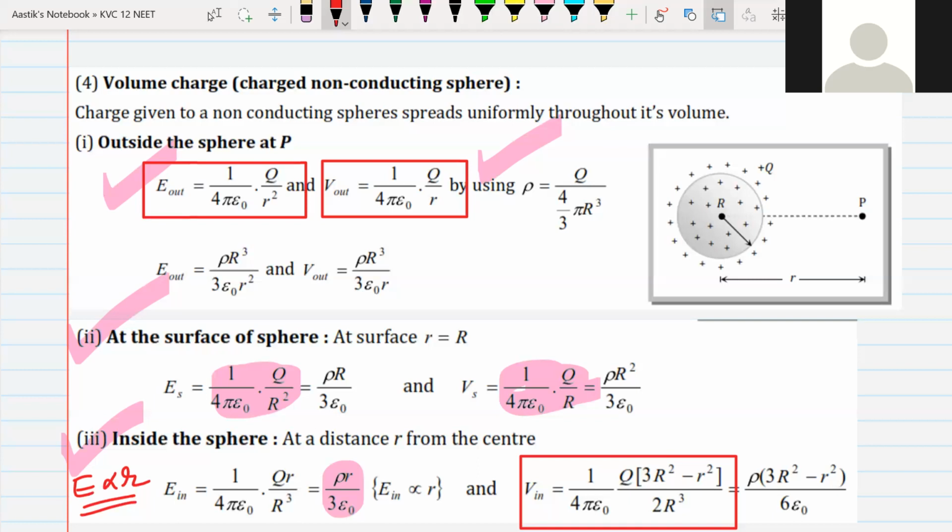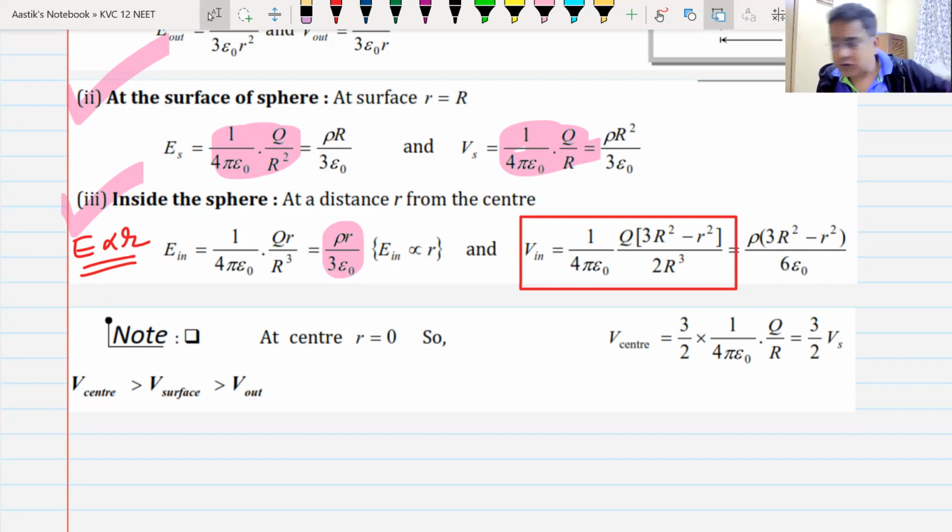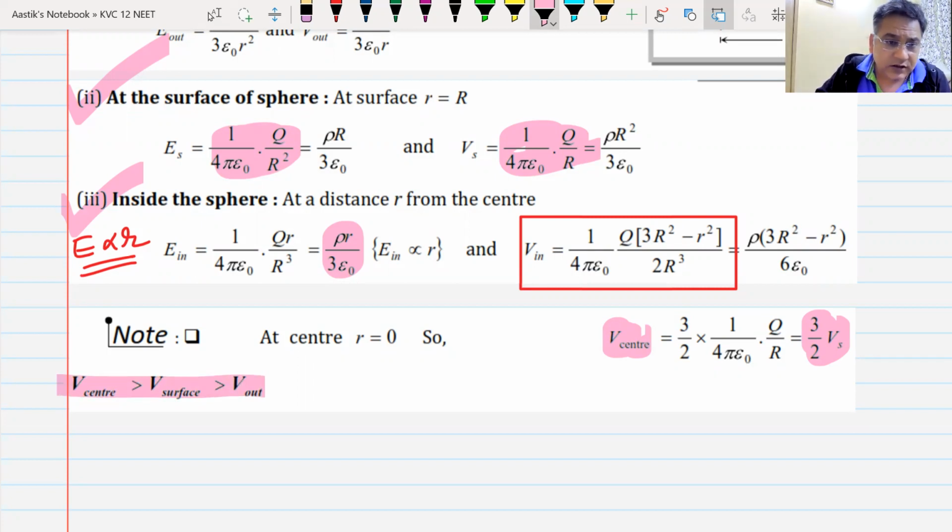As I told you, I keep on telling you which points to remember and which points you may neglect. In this particular thing, it may not be important for you to remember the general formula of potential, but if you can remember this one: what is the potential at the center? Potential at the center is 3/2 times the potential on the surface. And potential at the center is greater than potential at the surface, and it is greater than the potential outside. That could be a very good thing. So please write this and remember this.